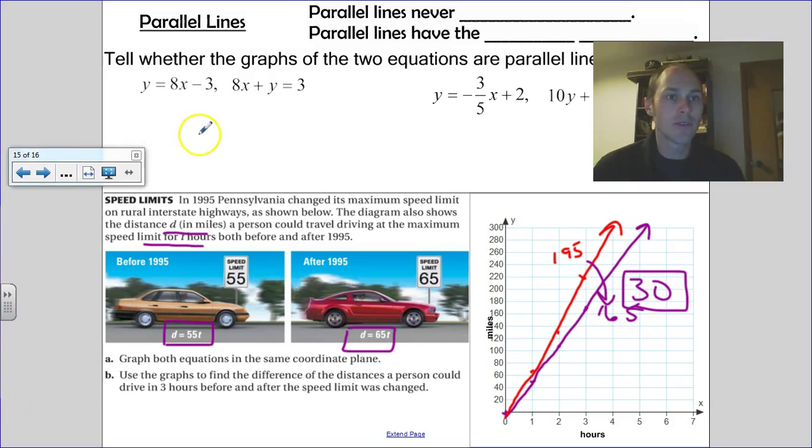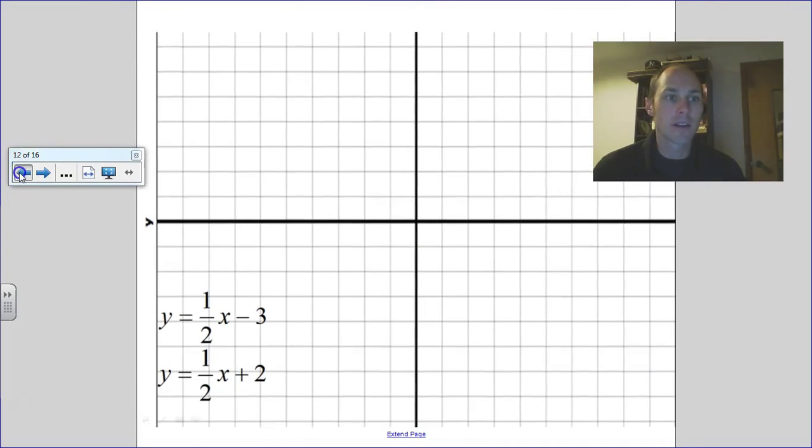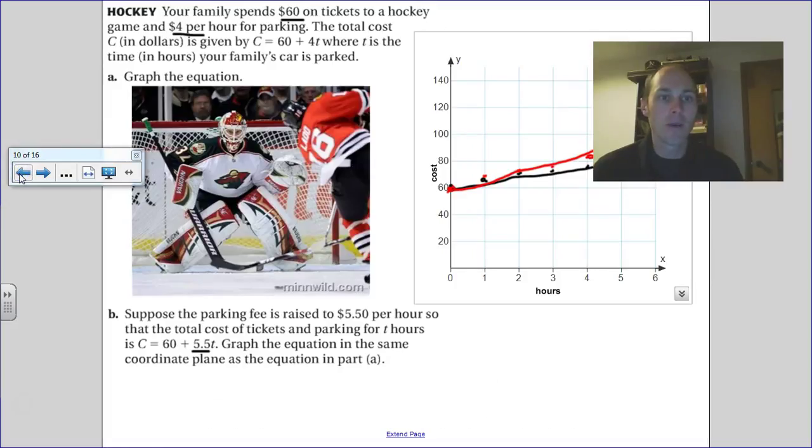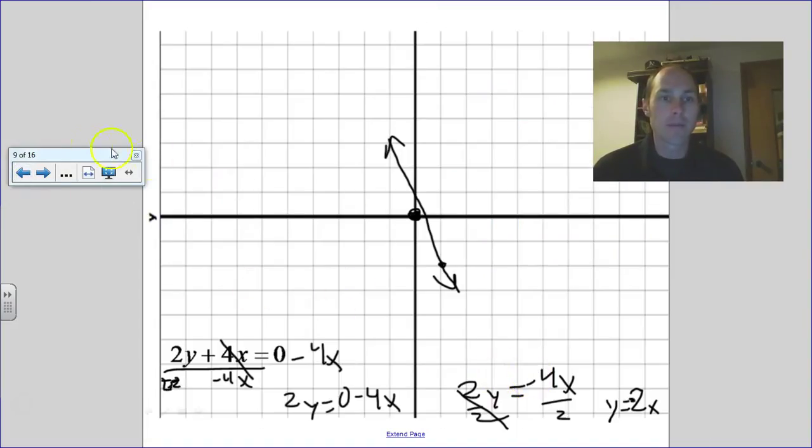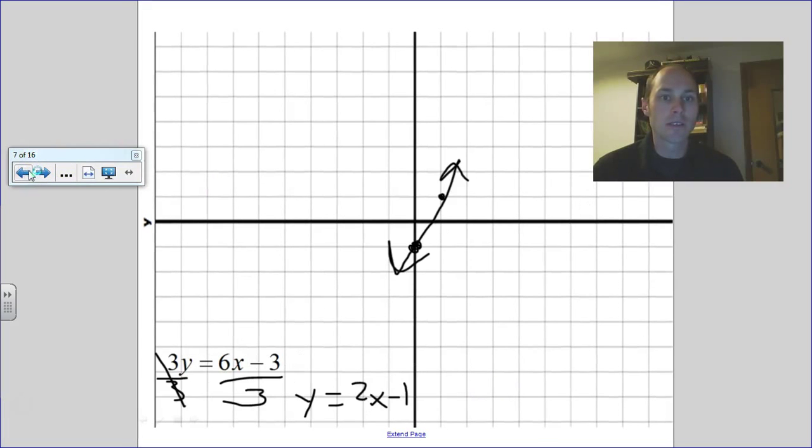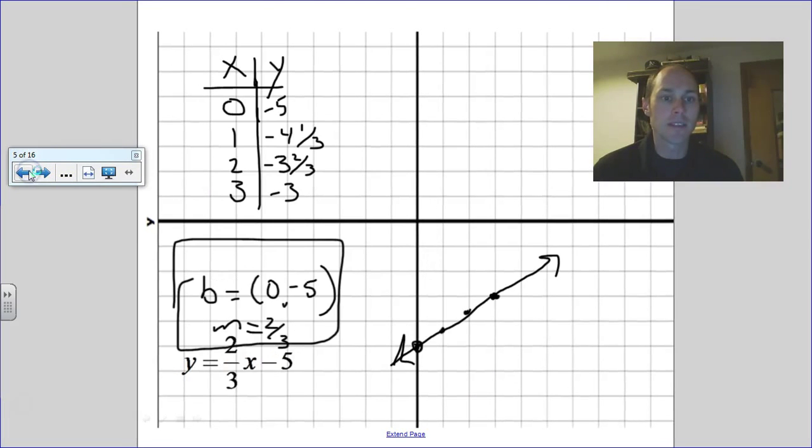So we've learned what parallel lines are. They have the same slope, and we've learned a shortcut for graphing now. We learned how to use the slope-intercept form by finding the intercept, which is a value by itself, the b value, and when we plug in 0 for x, that gives us our intercept, and the slope is the coefficient of x that helps find a second point after that.